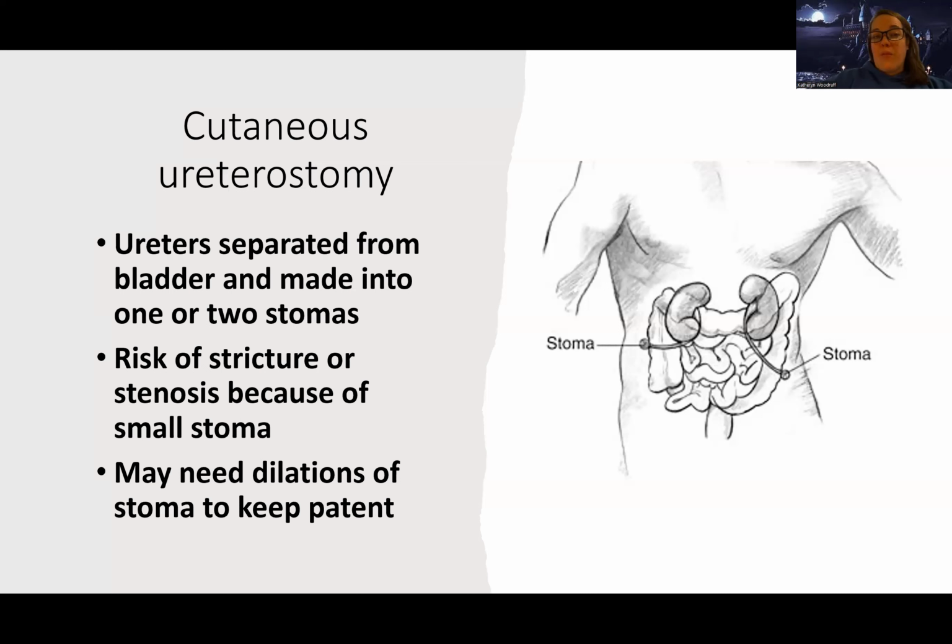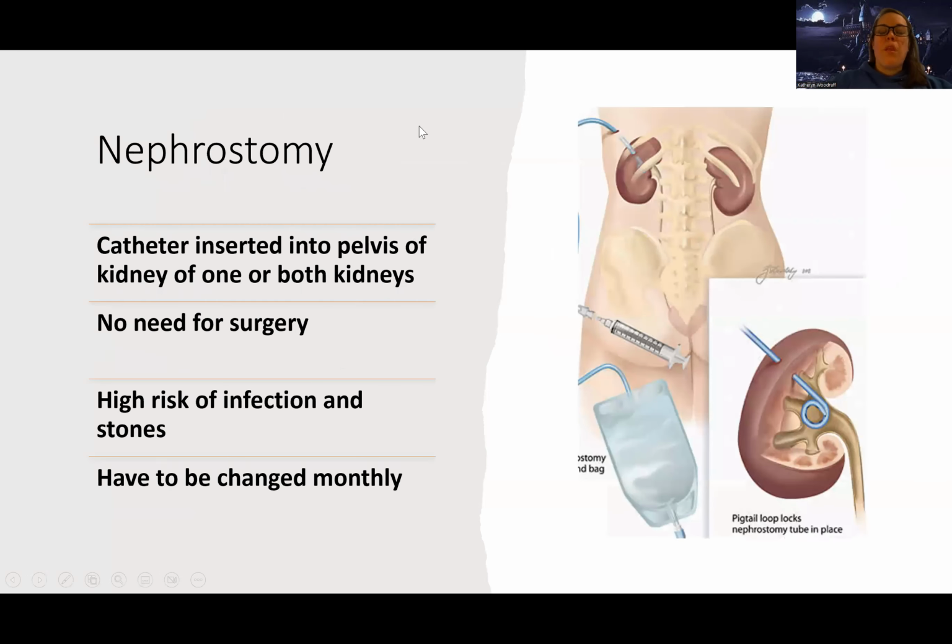In other words, they're really high risk for obstruction. So just something to keep in mind that you're getting regular flow from these if you get these. So in other words, there's no bowel use for this one. They just take the urinary tract and make a stoma on the outside. 1 or 2. There's also a nephrostomy, and what this is, it's a tube directly inserted into the pelvis of the kidneys, either one or both.